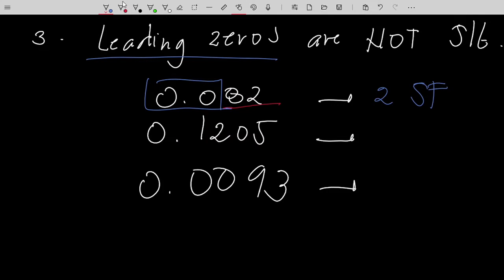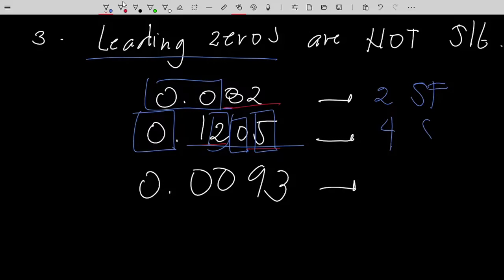How about the second example? Again, count all the non-zeros. We have your 1, 2, and 5. Now, how about the 0 here? Is it significant or not? Not, because it is a leading 0. Now, how about your 0 here? Of course, it is a significant one because it is located in between your non-zeros, which are your 2 and 5. So here we only have 4 significant figures.